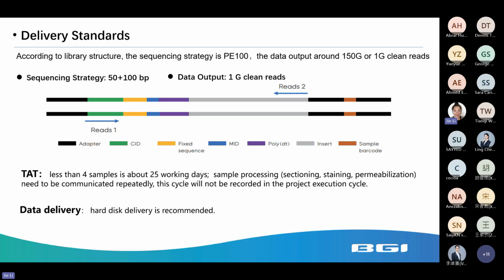For the turnaround time, because the sample preparation and permeabilization time will be variable, depending on the sample quality etc., here we only calculate the TAT for library construction, sequencing and standard data analysis. So it's around 25 working days. And because the data output is quite large, around 1 G clean reads, we strongly suggest using a hard disk for our data delivery.